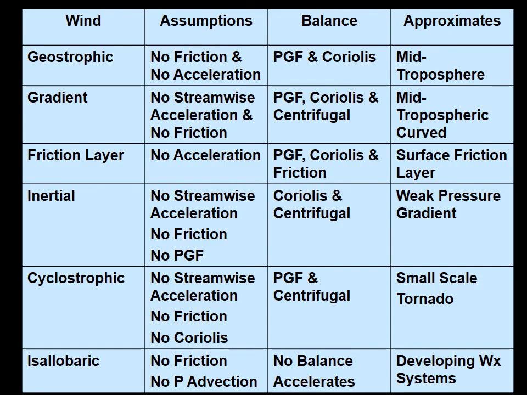So in summary, we've just added another wind. We went through all these other winds before. They were balanced. The isallobaric wind is an unbalanced wind. It's an accelerating one where there is no friction and no advection of pressure. Pressure systems don't move. And of course, there's no balance. This wind accelerates. And then finally, it approximates weather systems that are developing. So that is the isallobaric wind.